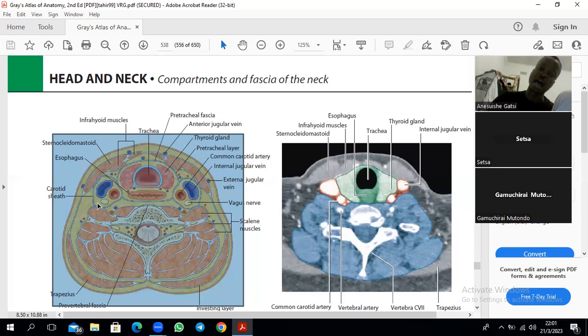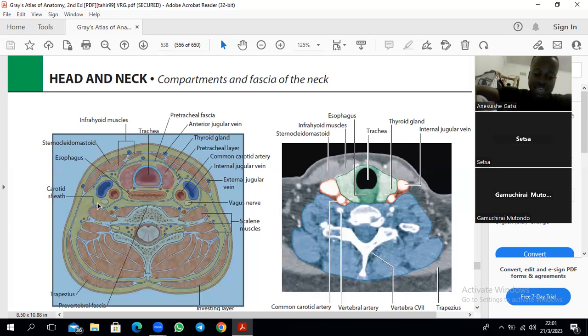So I'm not going to tell you the attachments of these fascia because we'll spend 2 hours talking about their attachments, because they have superior attachments, inferior attachments, basically the whole head and neck. So I won't dwell much on their attachments, but I would love to know what they invest or what they enclose. Starting with investing layer of deep cervical fascia.